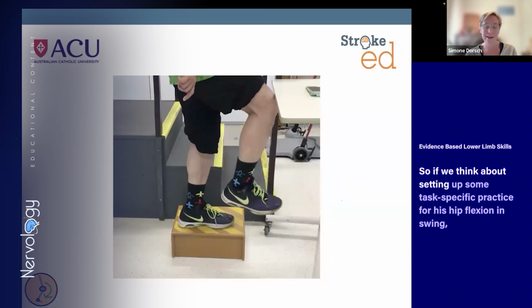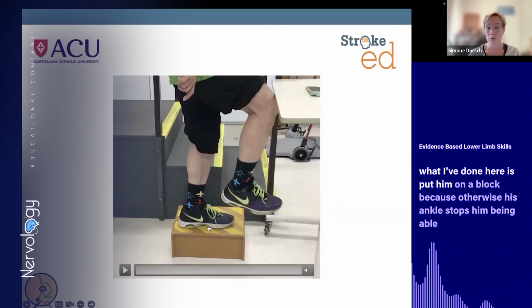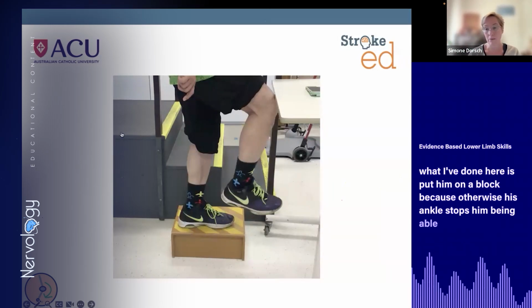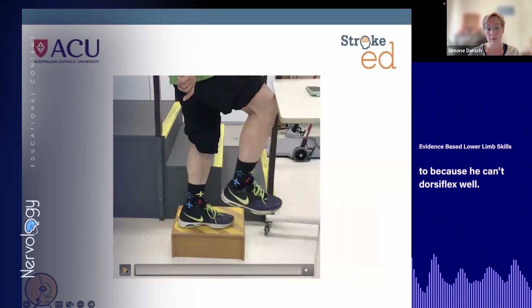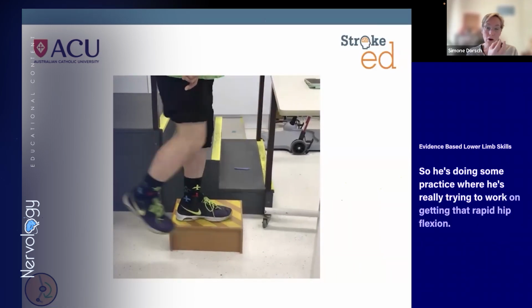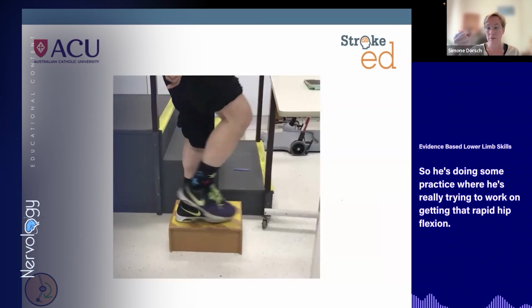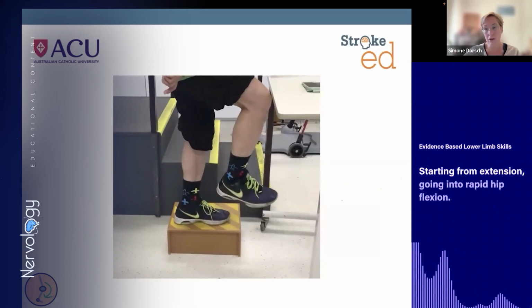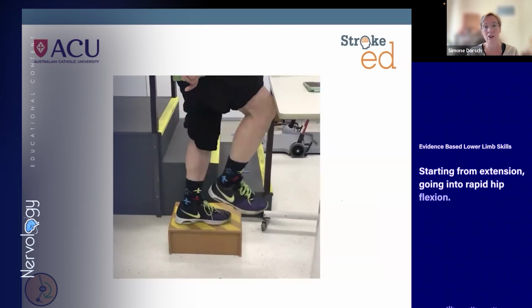So if we think about setting up some task-specific practice for his hip flexion in swing, what I've done here is put him on a block, because otherwise his ankle stops him being able to, because he can't dorsiflex well. So he's doing some practice where he's really trying to work on getting that rapid hip flexion, starting from extension, going into rapid hip flexion.